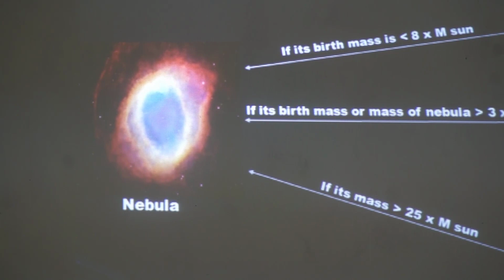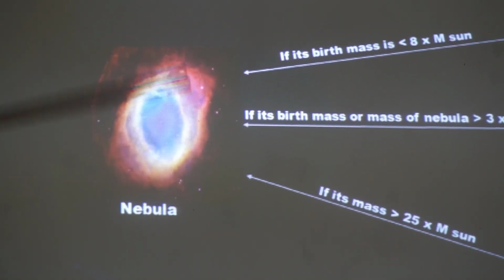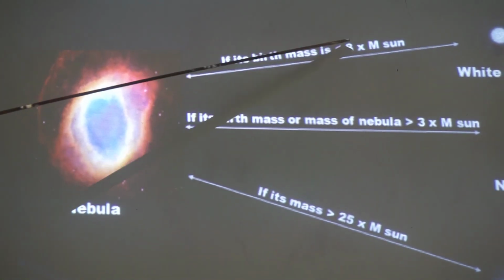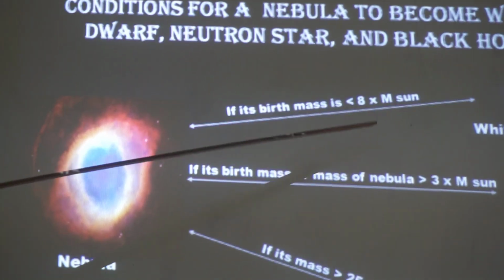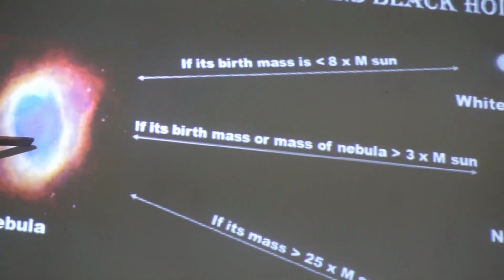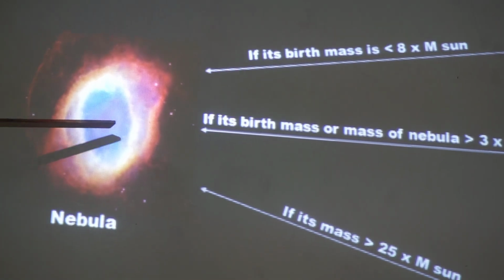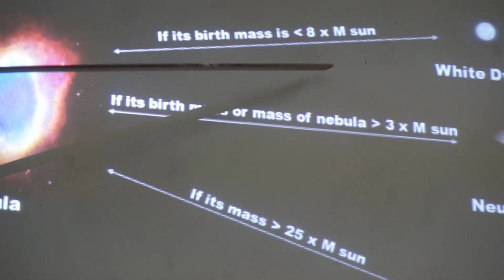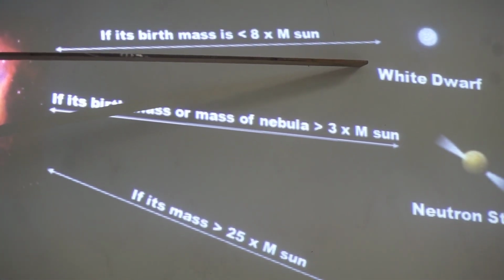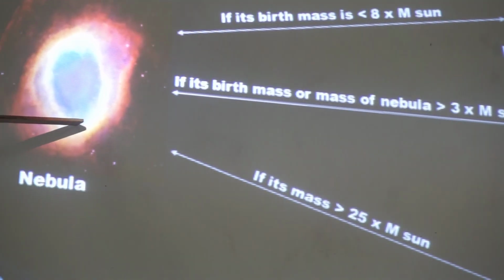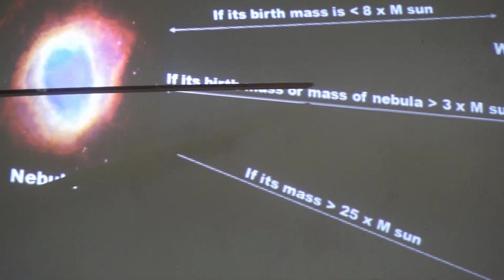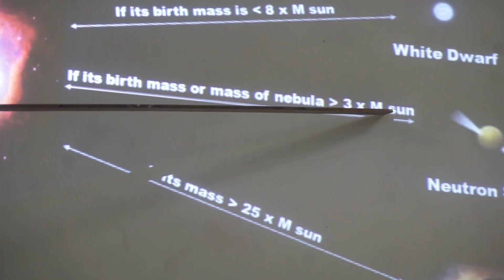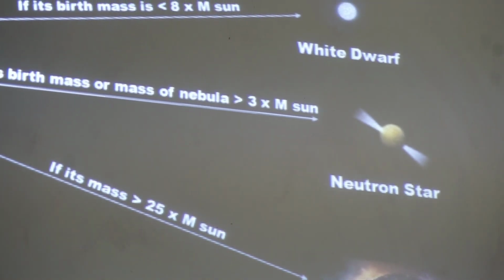And if the mass of the embryo star, or you can say the mass of the nebula, or the mass of the protostar, is less than 8 times the mass of our sun, then definitely it will become a white dwarf, right? But if the mass of the embryo star, protostar, or nebula is greater than 3 times the mass of our sun, then it will become a neutron star.